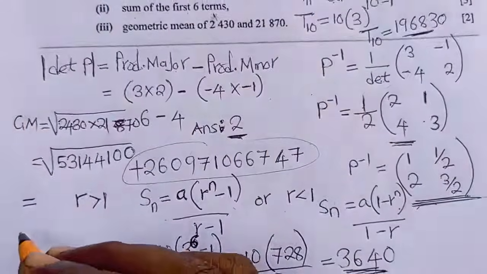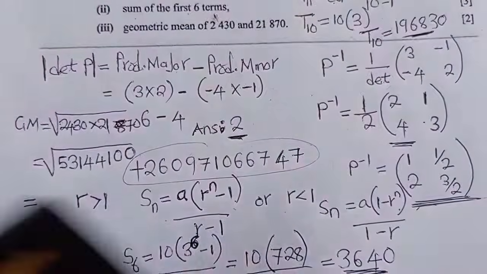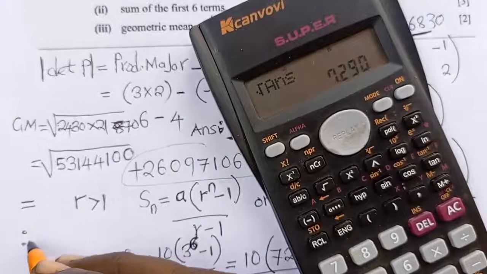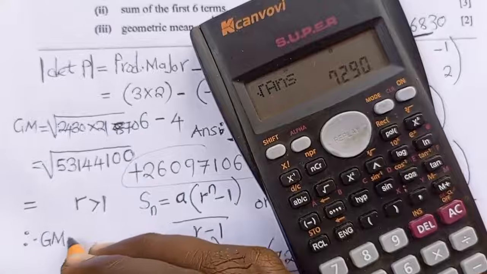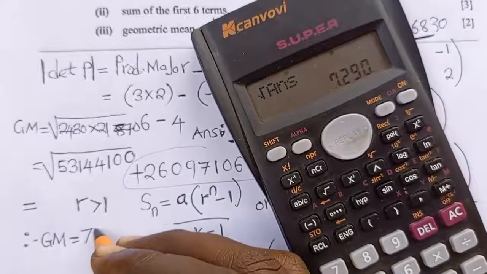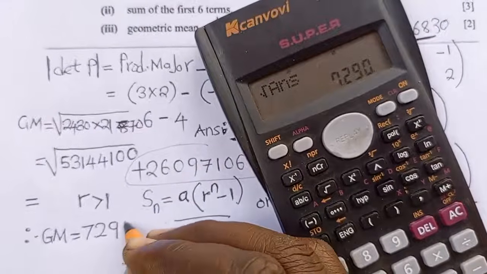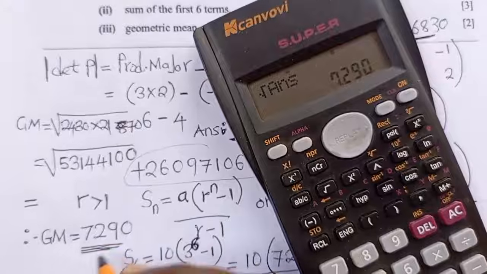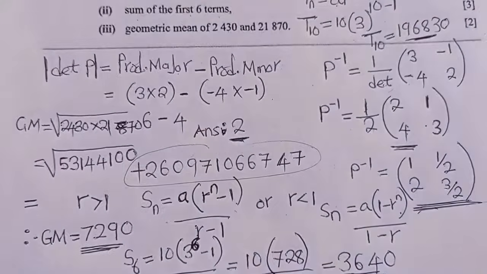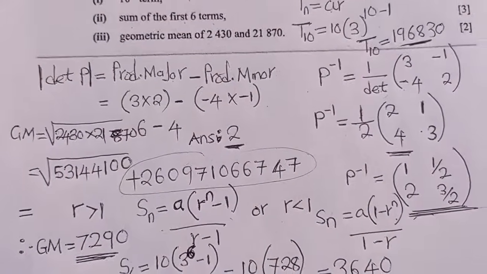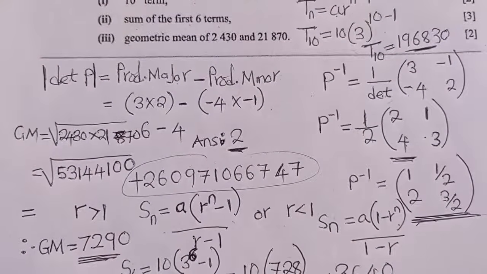Therefore, I'm done. I guess you've seen the answer. This is the answer that I'm getting there. So, therefore, the geometric mean is equal to 7290. This is the answer, and this is how you are supposed to go about these things. The same way I've answered, this is how you are supposed to answer them. Have you seen? I was not even struggling.